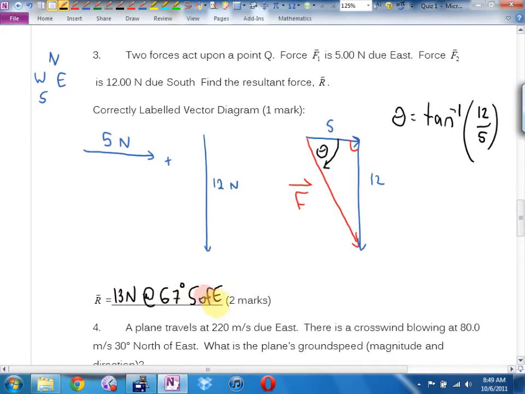Now, you could also have given me the following answer: 13 newtons at 90 minus 67, which is 23 degrees east of south. Probably what that means is you drew the 12 first, and then you drew the east. But that's also the same answer. Again, 1 mark, half mark, half mark. Any questions? Am I right?